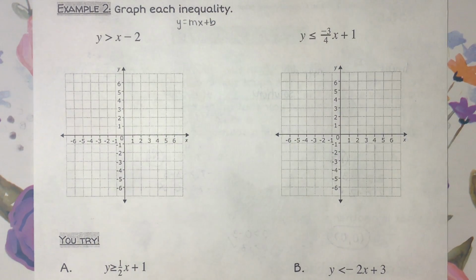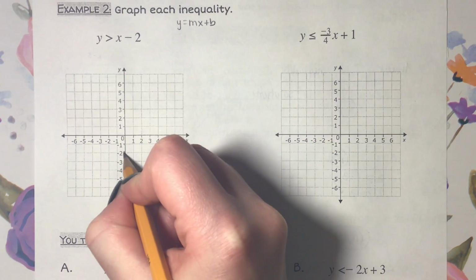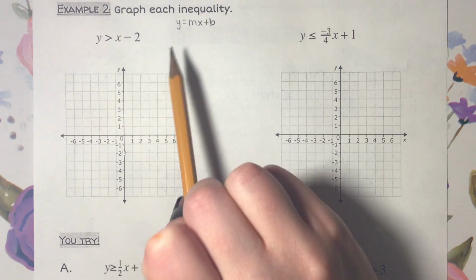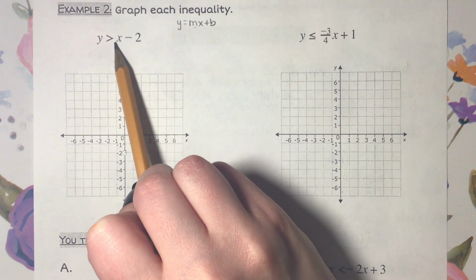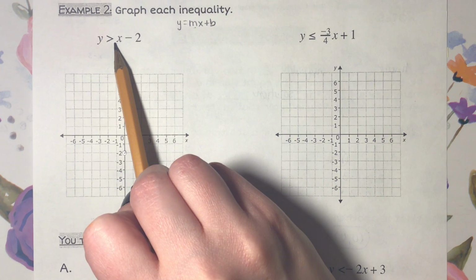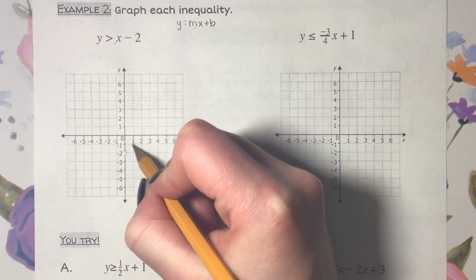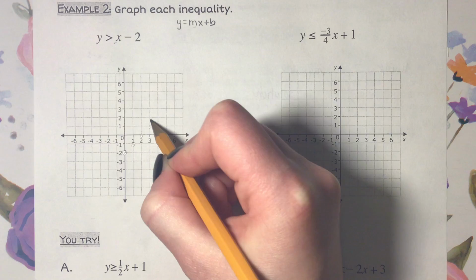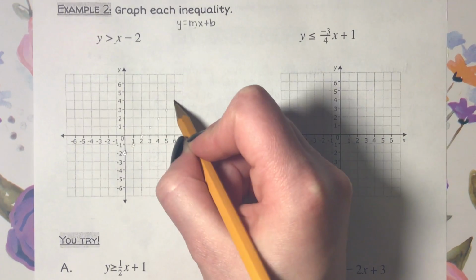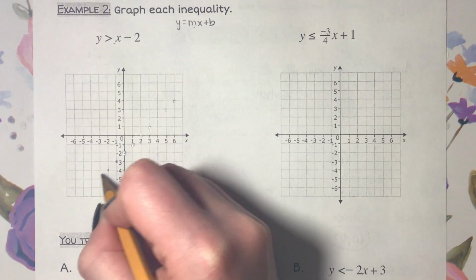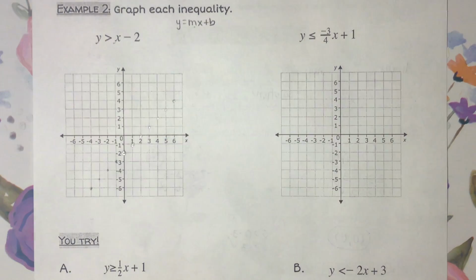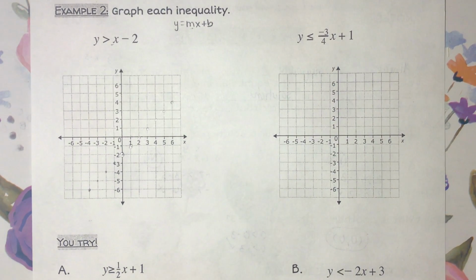So what is the b? It's negative 2. So I go down 2 on my y-intercept and put 1 there. What's my m? Well, the invisible number in front of x is 1. So that means I go up 1 over 1, up 1 over 1. I'm going to keep doing that just so I have a decent line for where to go.